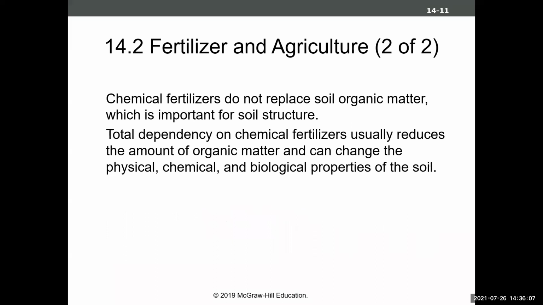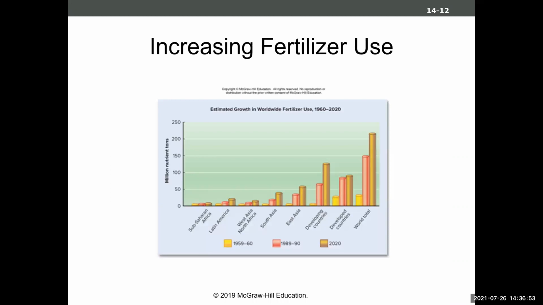But the issue with fertilizer use is that chemical fertilizer is not replacing the soil organic matter. And remember that organic matter is really important for soil structure. It's part of those horizons, and soil structure and function really depend on the presence of that organic matter. If you're using that organic matter to grow your crops over several years and you're not putting organic matter back in, you're going to substantially change the structure of that soil. So total dependency on chemical fertilizers reduces the amount of organic matter, and you're changing the properties of that soil, which could eventually end up being really bad for the soil that you're farming on.